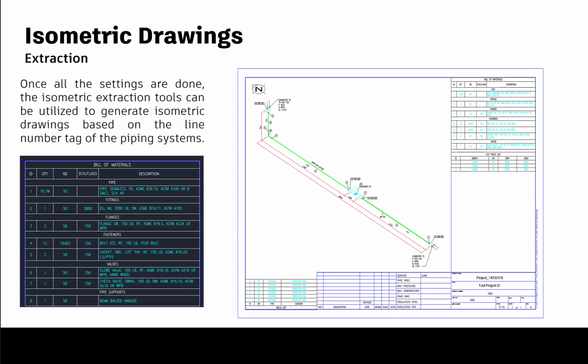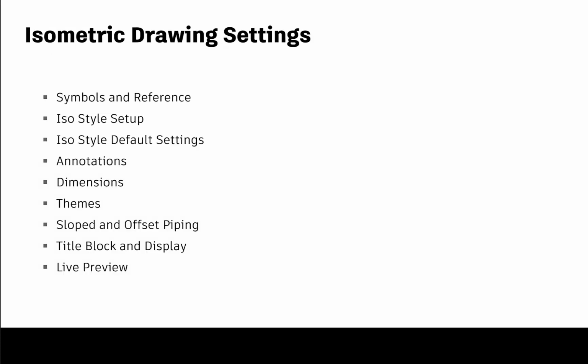Once all your settings are done, the isometric extraction tools can be utilized to generate isometric drawings based on the line number tag of the piping system, which is very crucial in a plant workflow. You might want to ask yourself, how do we actually do that? Well, even though this is going to be part of a future session on how you can customize your project in terms of your isometric drawing setup.